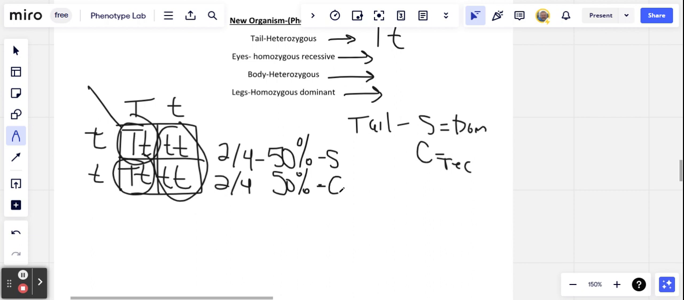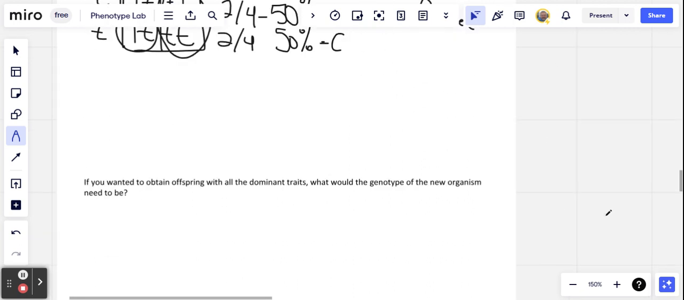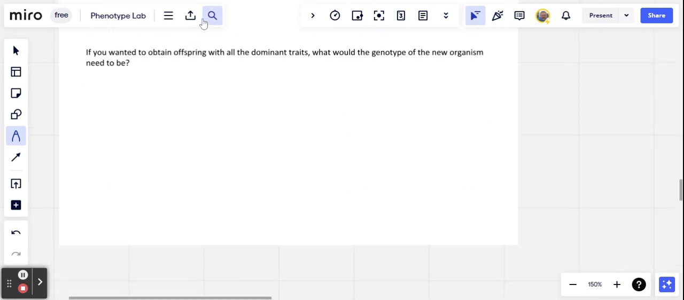And then you do this for each trait. So then you would do the eyes, you would do the body, and you would do the legs. Show me a Punnett square. Show me the possibility of each phenotype. We're not going to worry about the genotype because some of those would be different. We're just going to say what is expressed. And if it has a dominant allele, that's the trait that's expressed. The only way the recessive could be expressed is 2 lowercase alleles. Okay, so that's that. And then you're going to answer this question.